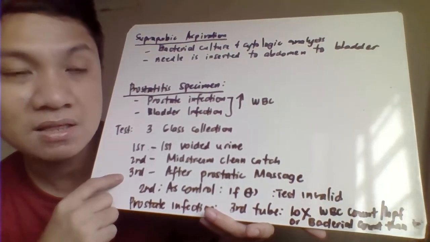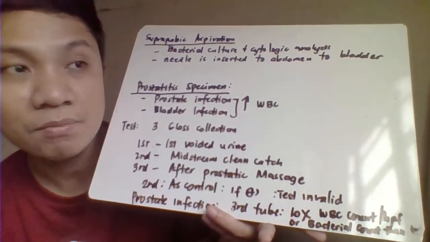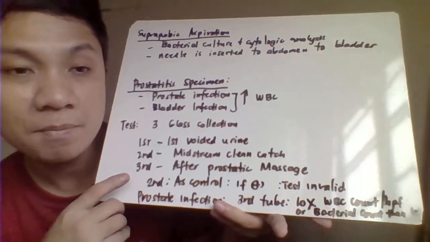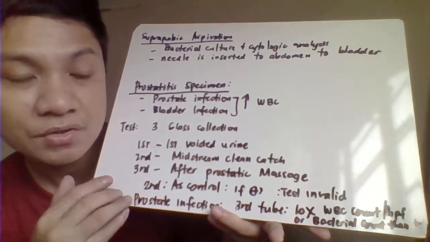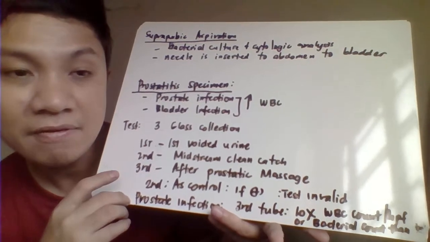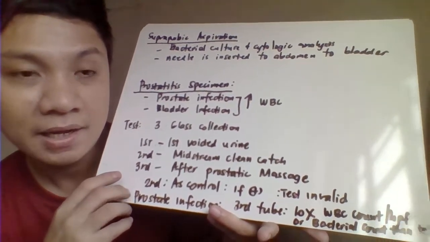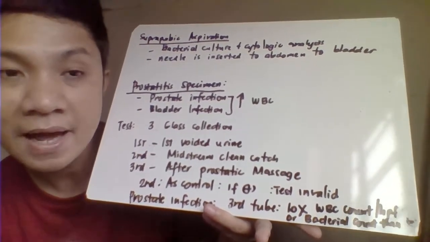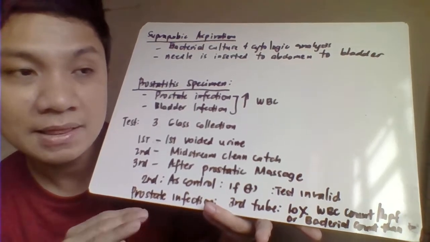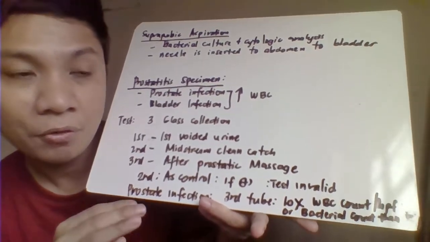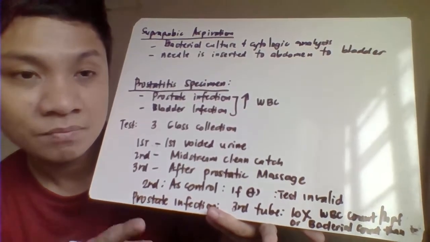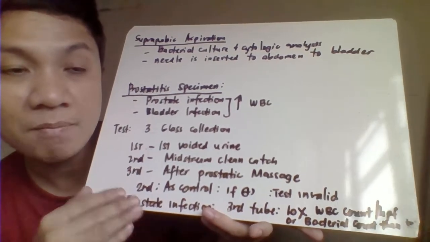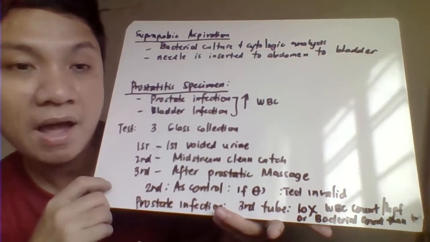For us then to differentiate where is the origin of the WBC or even your pus cells or even your bacteria, how would we know that the patient has a prostate infection? So try to culture the 3 tubes. Then, for example, your tube number 3 represents the secretion coming from your prostate. If the WBC count of that is more than 10 per HPF, or the bacterial count is more than 10 times compared to your tube number 1, which is a reflection of your specimen coming from your bladder, it would signify that the patient has a prostate infection.